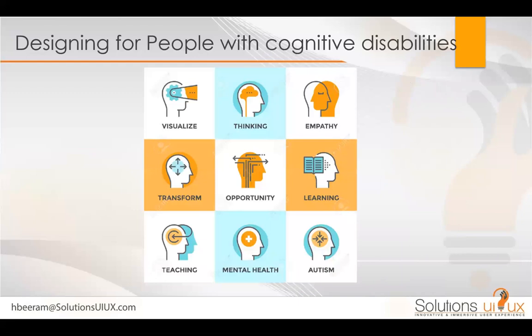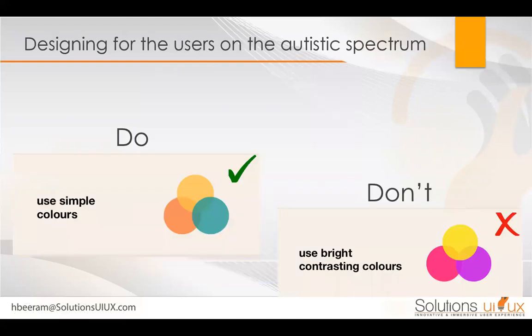So let's talk about, we talked about designing for accessibility for people with colorblindness, and now we are going to look into people with cognitive disabilities and how we can design for them, right? Cognitive disabilities lead in different directions, right? Learning disability, visualization disability, training and autism, those kinds of things.